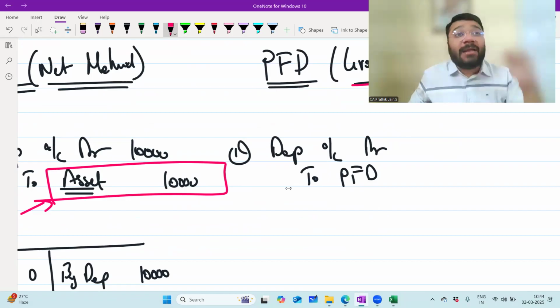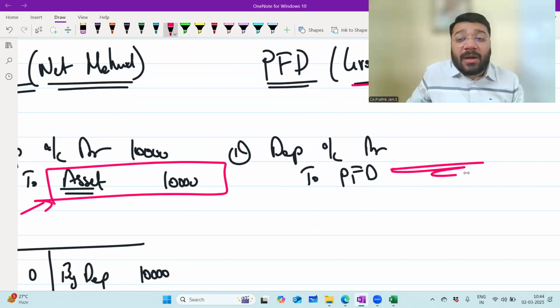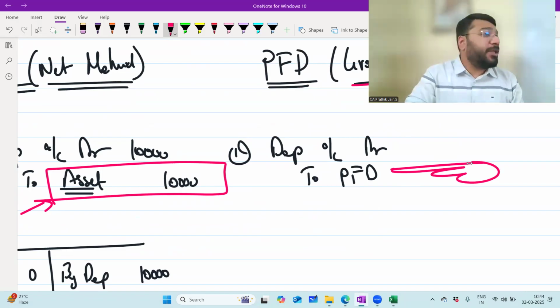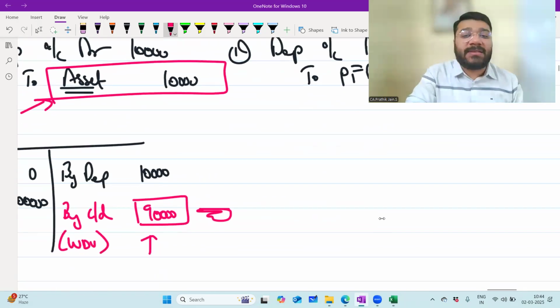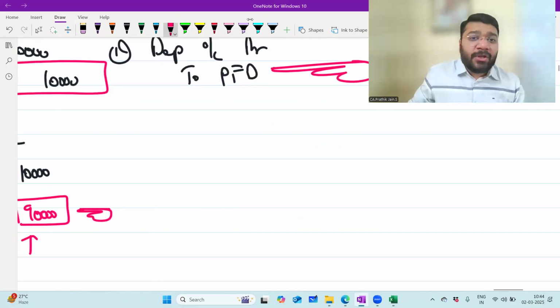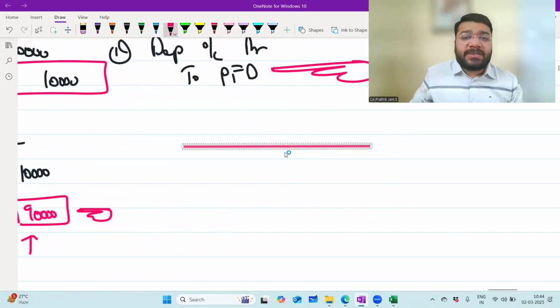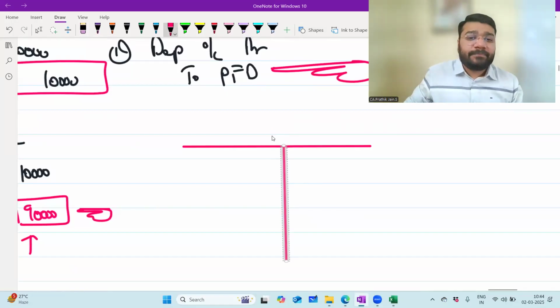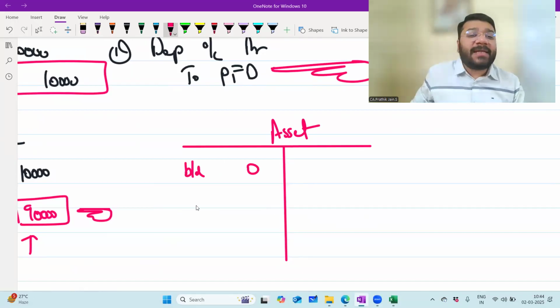Then where are we recording depreciation? In a separate ledger called provision for depreciation account. The logic of this is discussed extensively in the CA Foundation. So same question: I purchased an asset for 1 lakh rupees. What is the journal entry? Asset account debit to bank 1 lakh rupees.